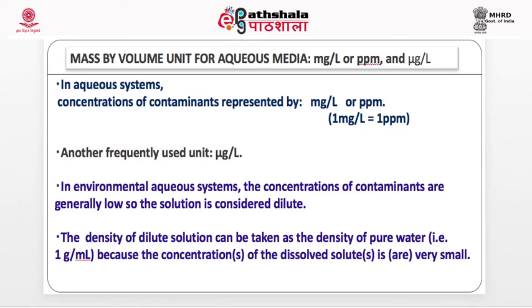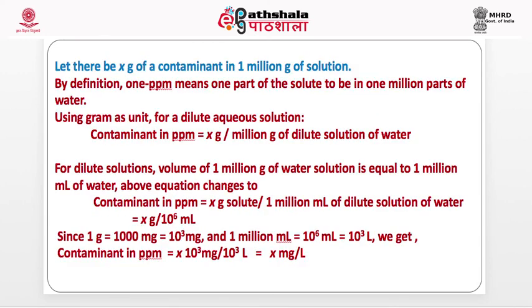This is important. The solutions are treated as dilute, therefore the density of solution can be taken as 1, that is the density of water. In dilute solution, the concentration of dissolved solute is so small that the density of dilute solution can be taken as the density of pure water. Let there be x gram of contaminant in 1 million gram of solution. By definition, 1 ppm equals 1 part of solute present in 1 million parts of the water, as in this equation. So contaminant in ppm equals x gram per million gram of dilute solution of water.